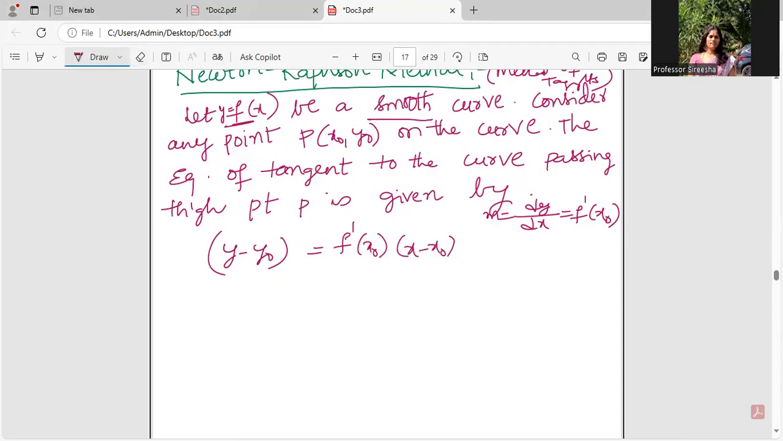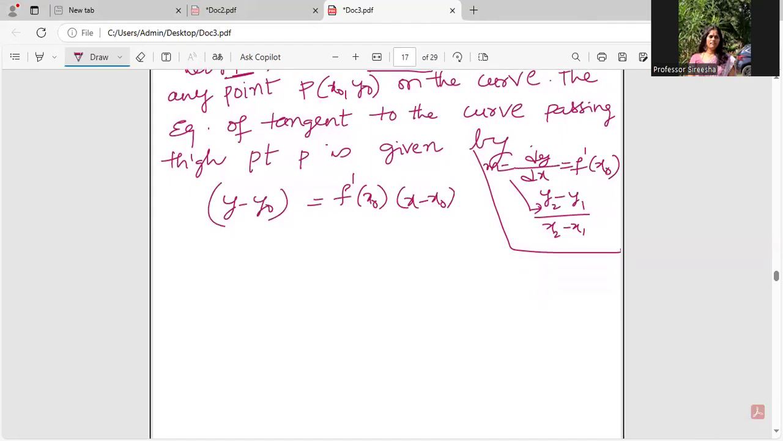Of course, if I have 2 points, it would be y2 minus y1 by x2 minus x1. This value can also be written like this. But whatever is the information that I have, from that I am writing it. Now also y naught is nothing but f at x naught, right? So what I can do here is y minus f of x naught equals f prime of x naught into x minus x naught.